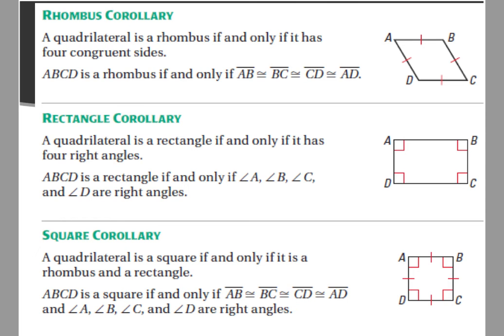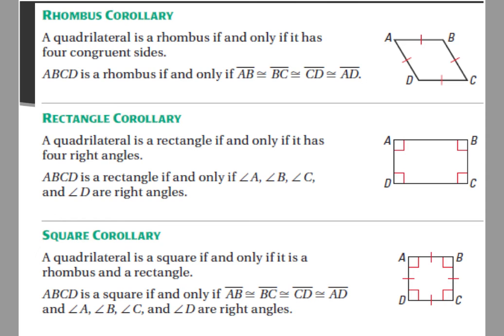So this gets tricky when you start to get into always, sometimes, never questions on these. For example, a square is blank a rhombus. A square is always a rhombus. A rhombus is blank a square. Sometimes. If it's a rhombus with 4 right angles, it's still a rhombus, right? But now it's a square.